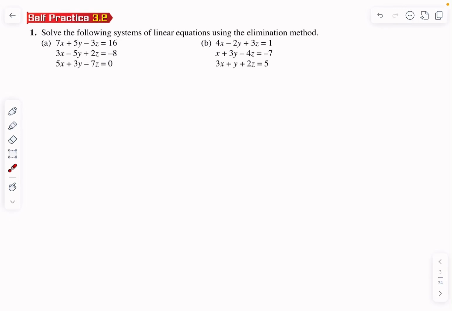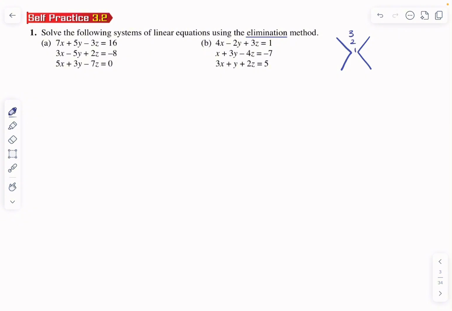Question 1. Solve the following system of linear equations using elimination method. So here we have 3 different linear equations with 3 different unknowns. So we have to solve simultaneously and we have to use elimination method. Okay. So the guide to solve this, you can imagine like this.